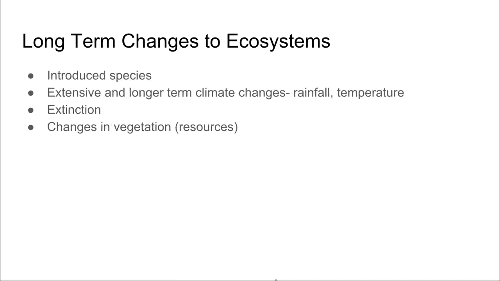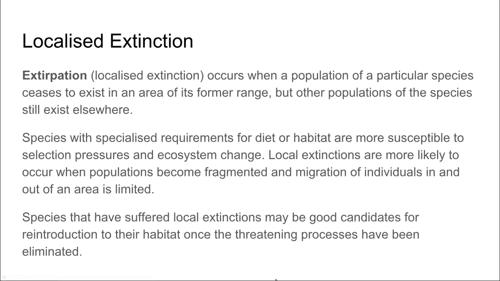Some longer term changes to ecosystems can occur due to introduced species, due to extensive and longer term climate changes, so changes in rainfall and temperature related to La Nina and El Nino, which are climate models. We can see it due to extinction of organisms within an ecosystem, and then changes in vegetation and resources, which sometimes are a follow-on effect due to these changes in climate.